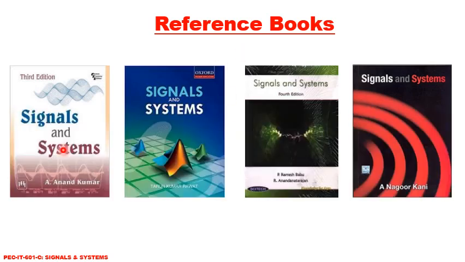Reference books: the first book is Signals and System by Anand Kumar. The second book is Signals and System by Tarun Kumar Rawat. The third book is Signals and System by Ramesh Babu. The fourth book is Signals and System by Nagoor Kani. So these are the books by which you will be able to understand this state space analysis.